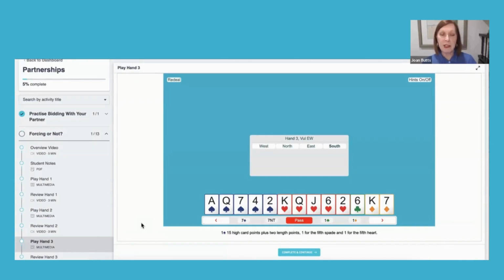But if you've got it on your system card, it helps you and your partner to go through to be sure that you're not going to have misunderstandings when you're actually playing.